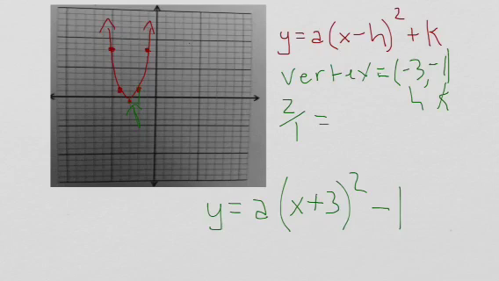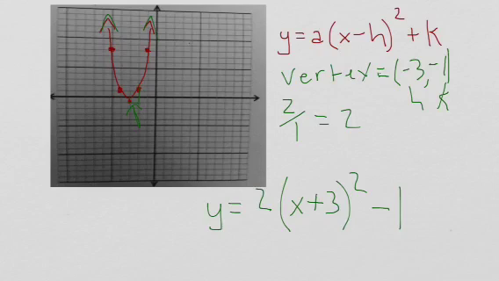So that is also known as 2. So we can erase the a value and put in 2 as our a value. And since this one's opening up, notice the arrows here are pointing up.